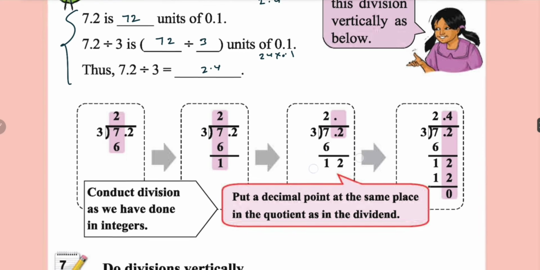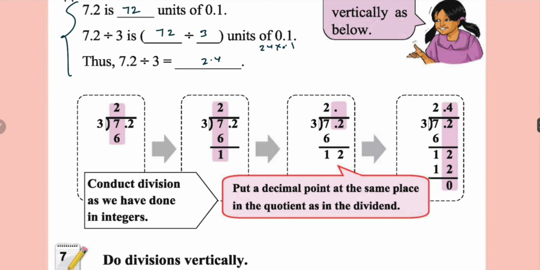What about vertical division? If you follow the vertical division, see like this, 3 2s are 6, 1 will remain, 2 will come automatically down if you put a decimal point here, then 3 4s are 12. Okay.